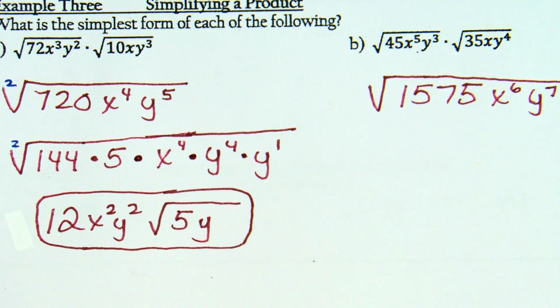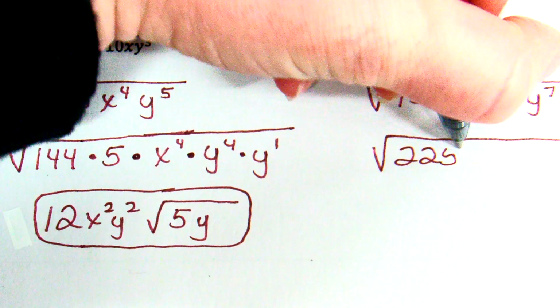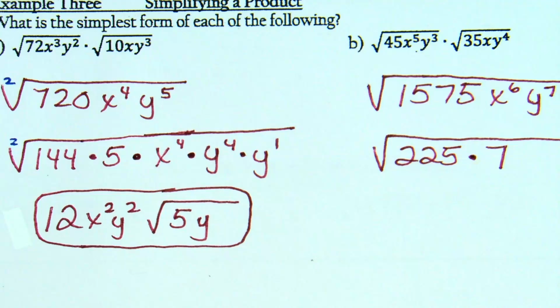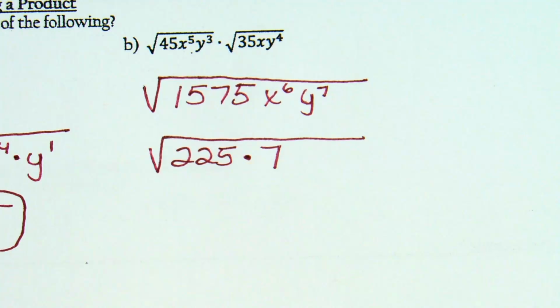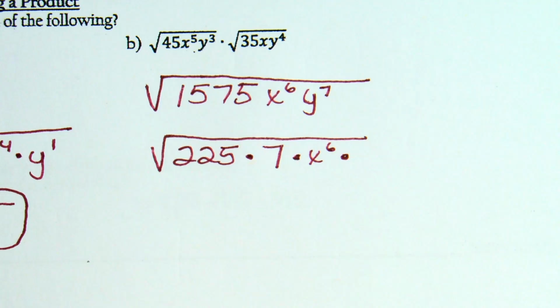225? I like it. So, if you found 225, it's 225 times what? 7. Well, if it's 225 times 7, I definitely feel like I got the largest perfect square because 7 is not going to have anything in it. X to the 6th, what do you know? It's divisible, it'll be okay, so I'm going to leave it as x to the 6th. Y to the 7th.